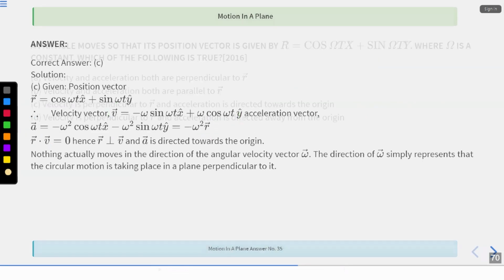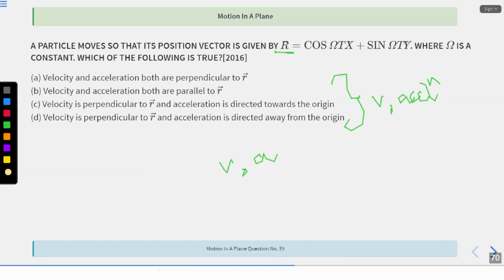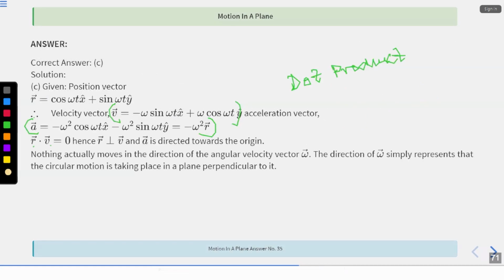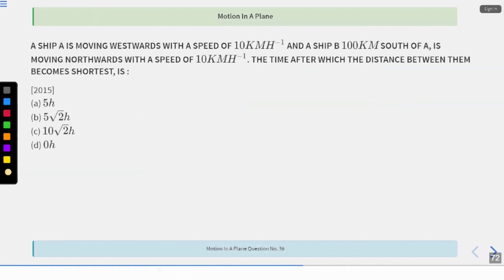So we are left with these two options. These two are ruled out, right? So we have to check if it is towards or away from the origin. And how do we do that? Here we can see that the acceleration is minus omega square r. If our acceleration were plus omega square r, then it would be away from the origin, but it's not, okay? So therefore, we get the answer as option C.